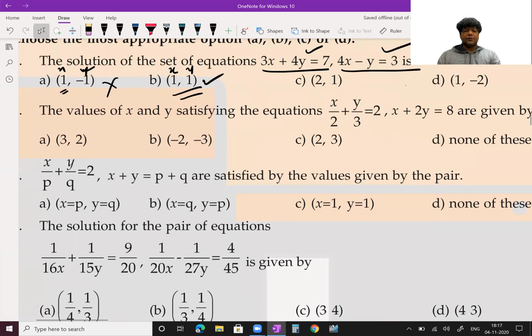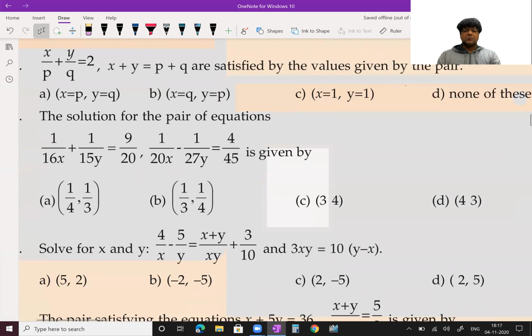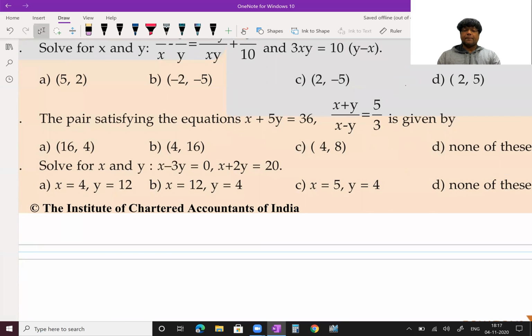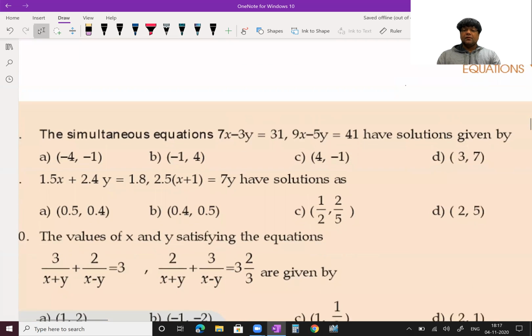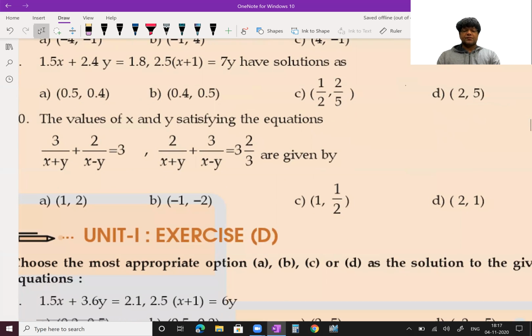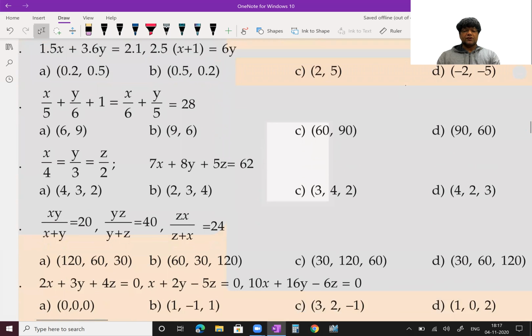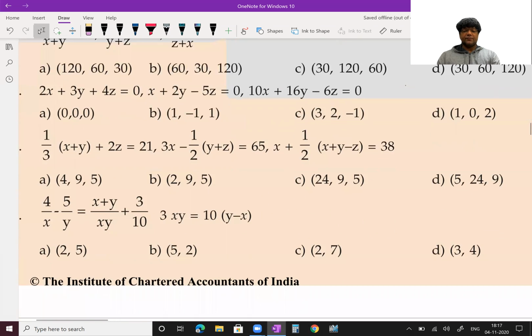Solution for this here. Okay. Fine. Okay. Simultaneous equations. All are simultaneous equations only. Here also this thing is the same, simultaneous equations only.